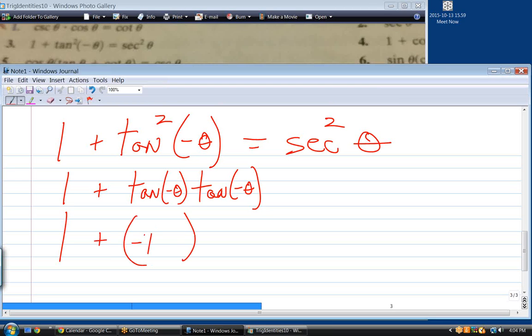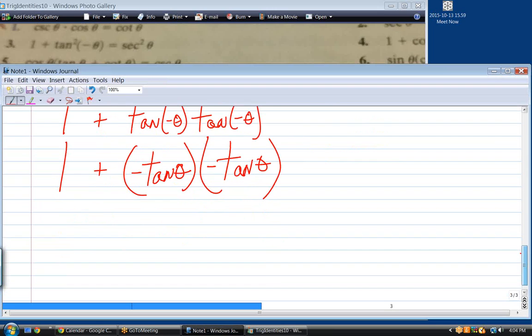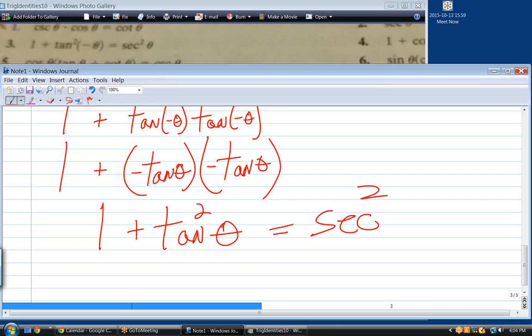Right. In other words, it is an odd function. So therefore, I can turn it into that. Same thing there. And now, multiply everything out. What do you have on the left side? It would just be 1 plus tangent squared of theta. Well, that's one of our trig identities. In other words, that on the left is equal to secant squared theta.